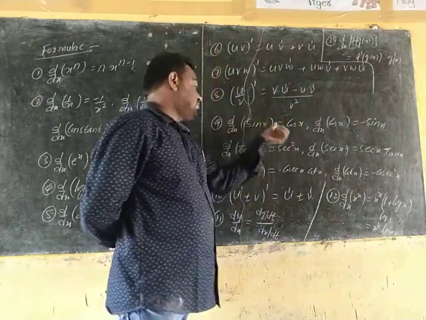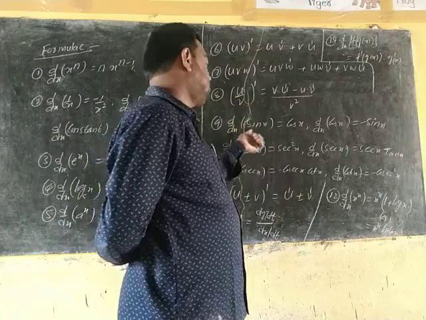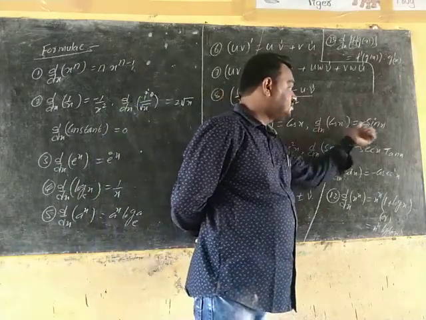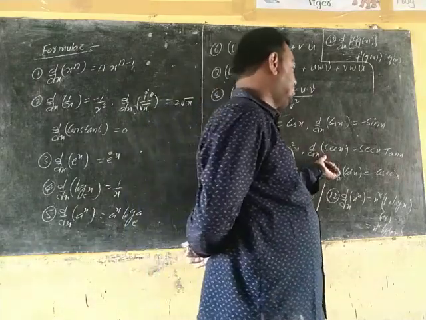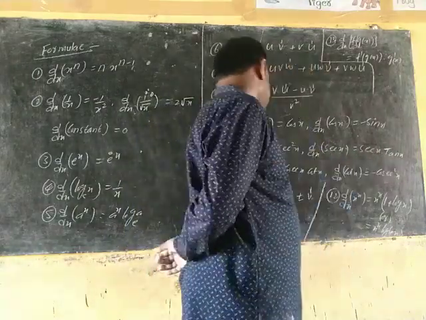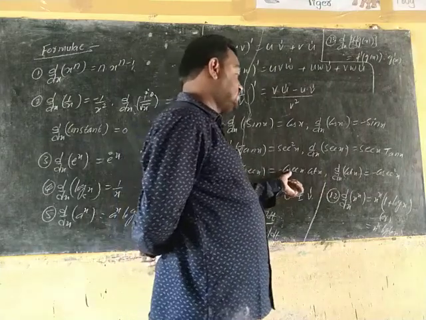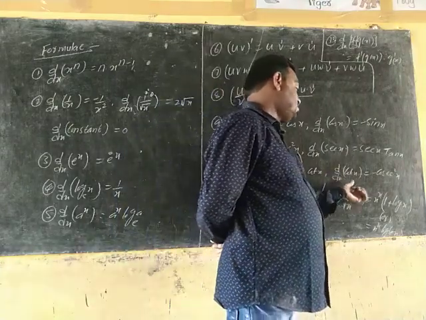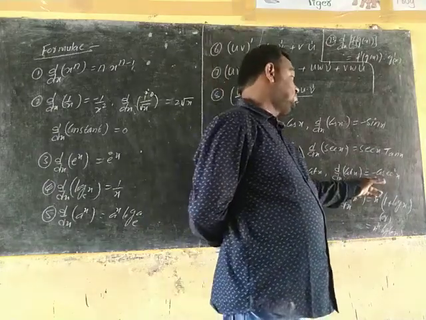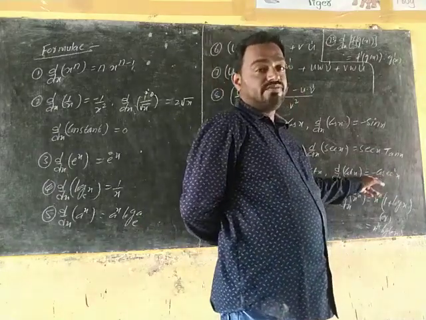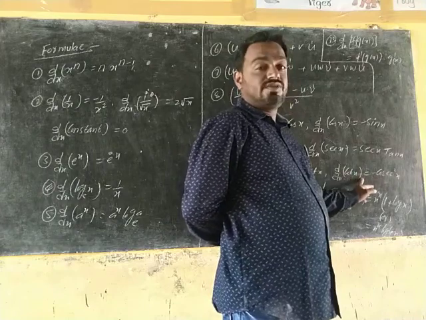Next, trigonometric functions derivatives. Derivative of sin x is cos x, derivative of cos x is minus sin x, derivative of tan x is secant square x, derivative of secant x is secant x tan x, derivative of cosecant x is minus cosecant x cot x, derivative of cot x is minus cosecant square x. In the notes they have written positive; change it. Derivative of cot x is what?